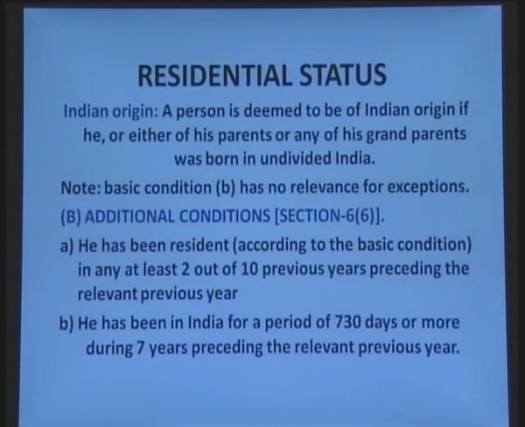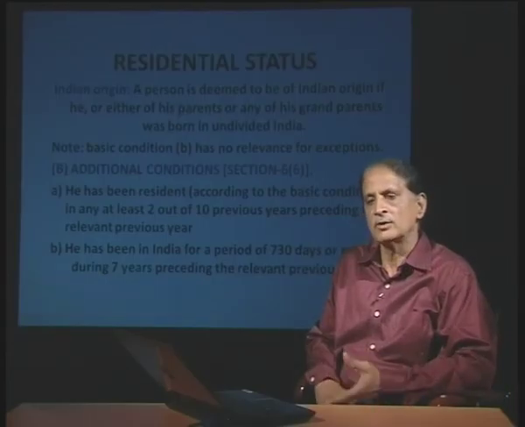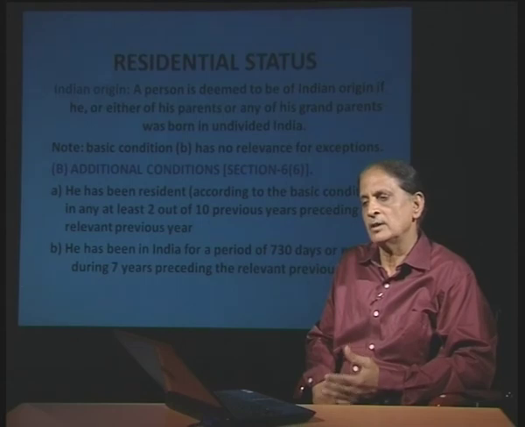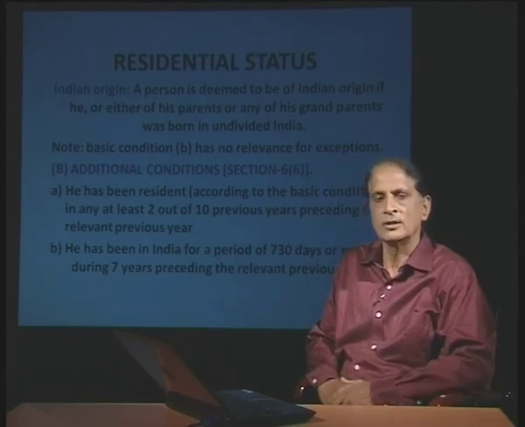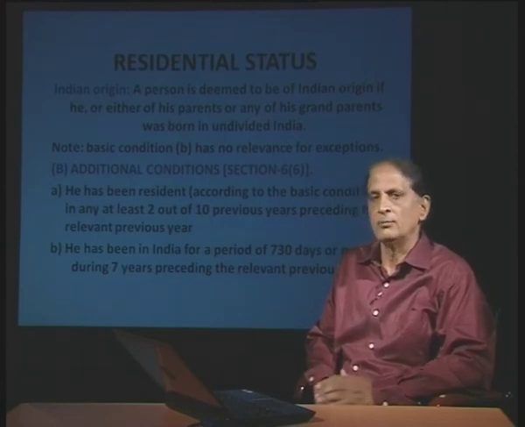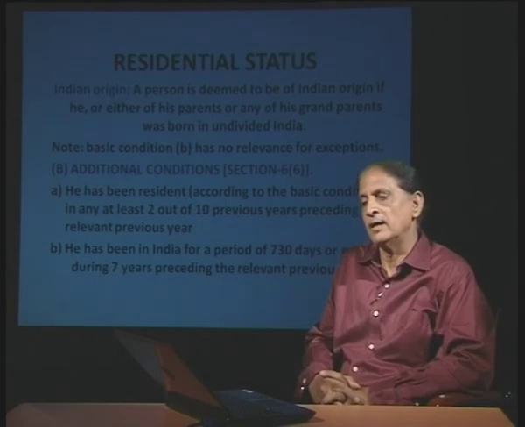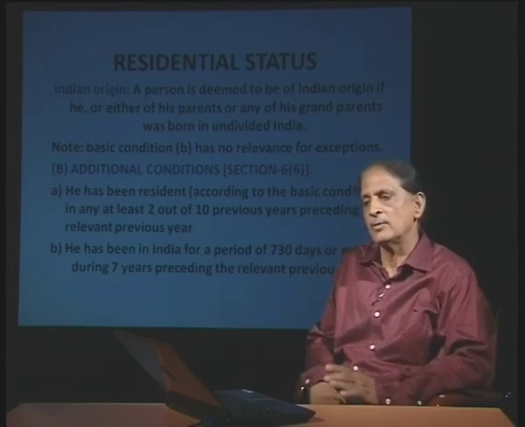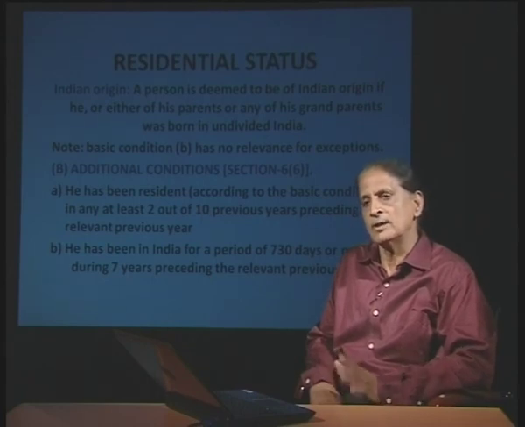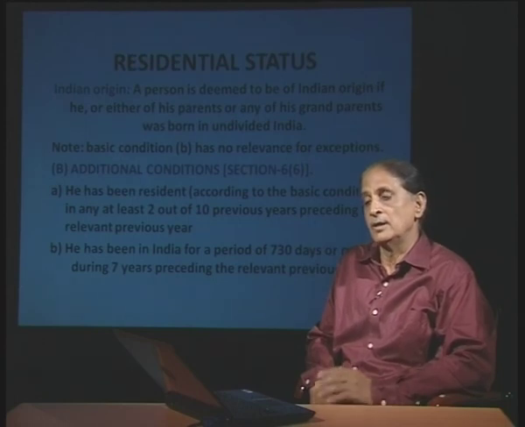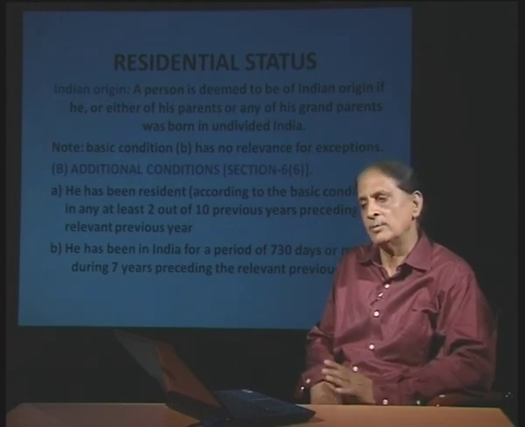A person is considered of Indian origin if he or his parents or his grandparents were born in undivided India. It means if a person who was born in India is now settled outside India and has received the citizenship of other countries, at present he is not an Indian citizen, but he is considered a person of Indian origin, or his parents or his grandparents, maternal or paternal, both are inclusive in this case. If they were born in undivided India and they are settled outside India and they got the citizenship of other countries, they will continue to be citizens of other countries, of course, but so far as Indian origin is concerned, they are always considered persons of Indian origin.